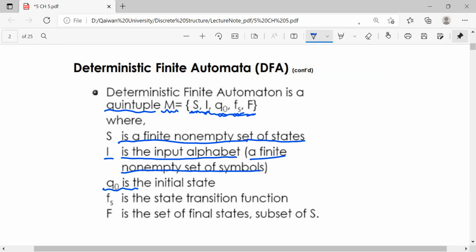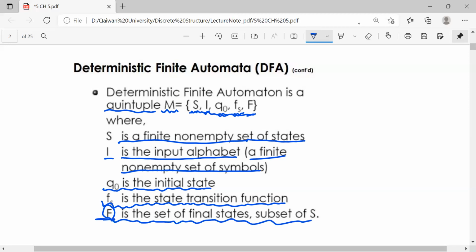And Q0 is the initial state, a starting point. And F_s is the transition function. And capital F is the set of final states. For the initial state, we must have only one initial state. But for final states, it's possible to have more than one final state. F is the set of final states.